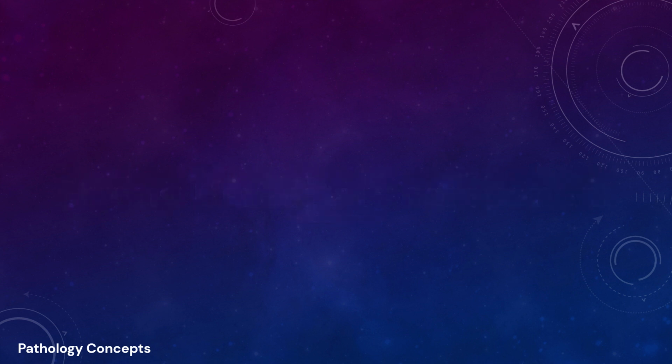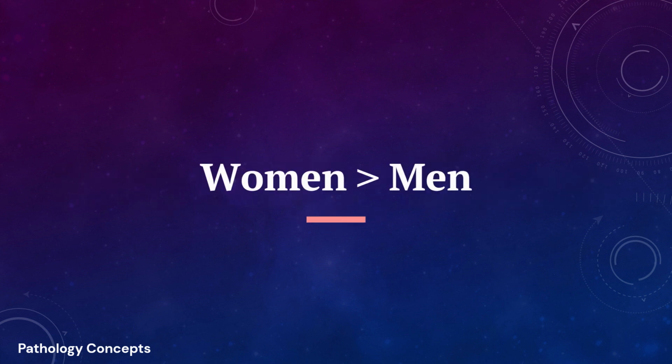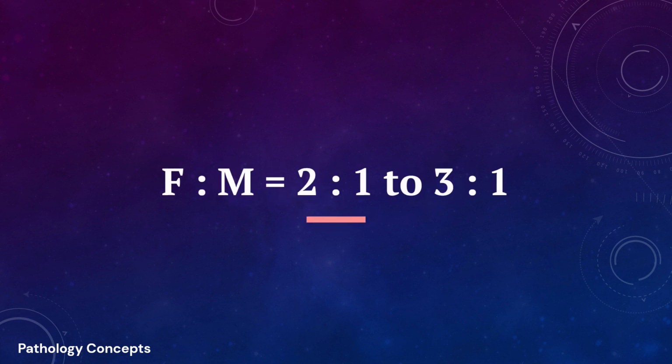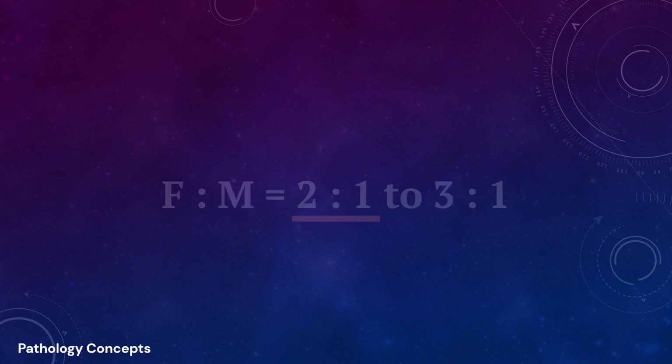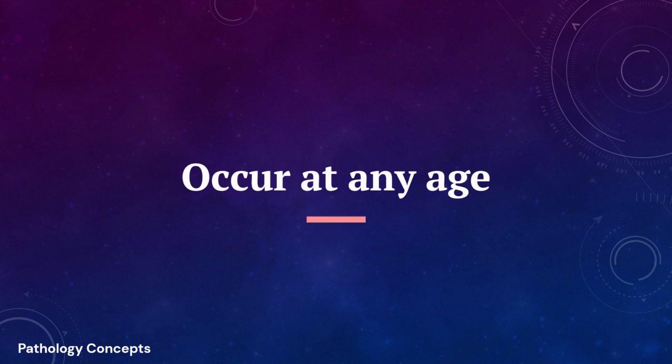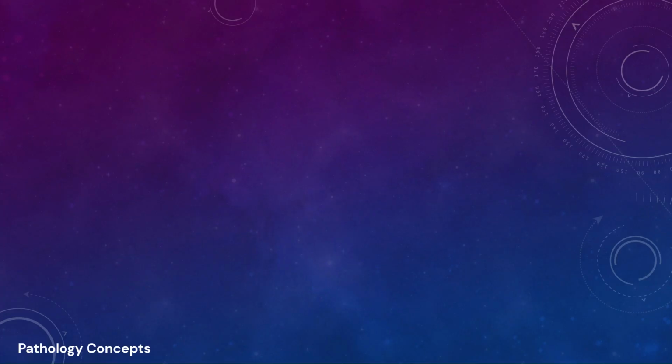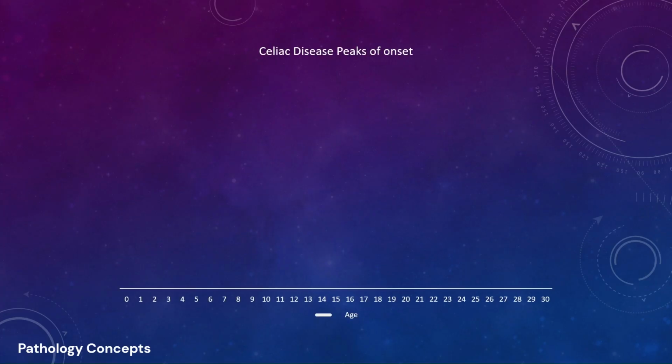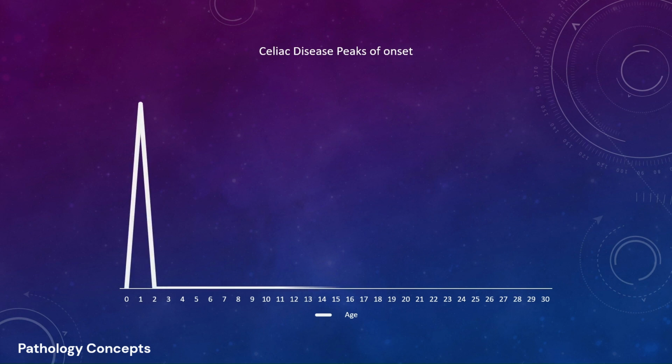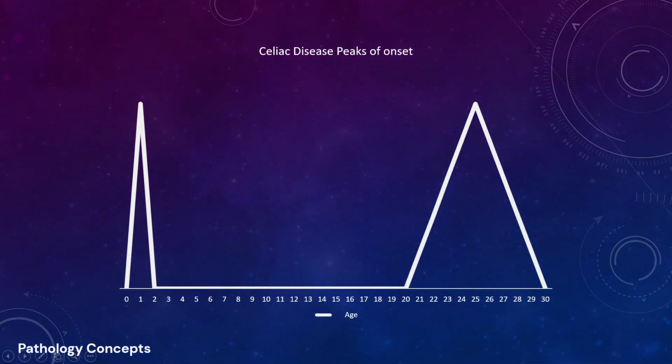CD is diagnosed more frequently in women with a female to male ratio ranging from 2 to 1 to 3 to 1. The disease can occur at any age from early childhood to elderly with two peaks of onset. One peak is shortly after weaning with gluten in the first 2 years of life and the other peak of onset is in the second or third decade of life.